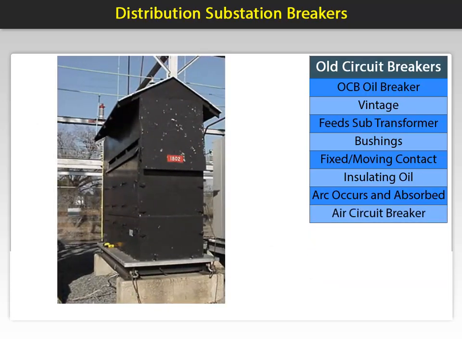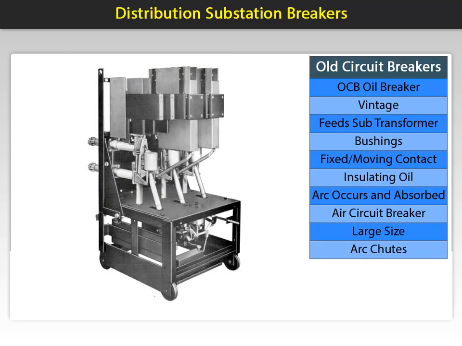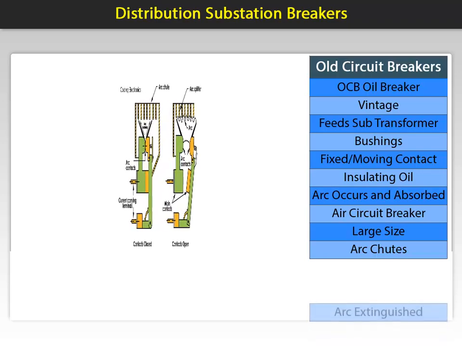When you see them in a substation yard, they look huge, almost the size of a large shed. They need to be that way in order to house the arc chutes used to extinguish the arc during interruption. This photo shows the breaker out of the weatherproof house. The arc chutes are located here. This illustration depicts how the arc is extinguished with an air circuit breaker.